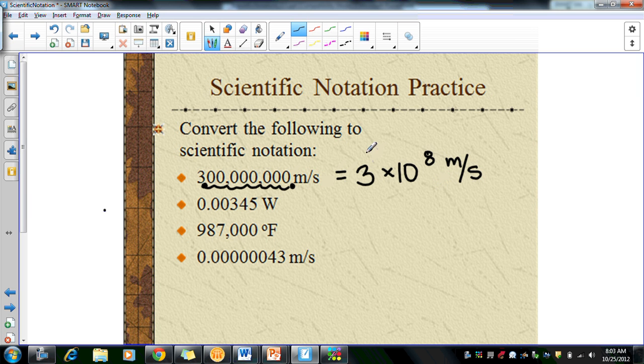Since 3 is smaller than 300 million, it's going to be a positive exponent so that this would expand out into a larger number. All right, so 0.00345 watts.